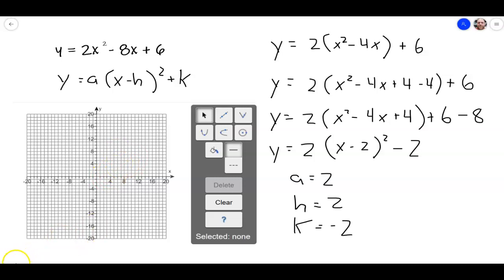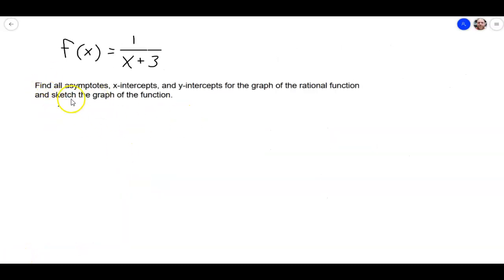All right, let's move on to the next one. Okay, so for this next one here, we're going to look at this function: f(x) is equal to 1 divided by (x plus 3). We want to find all the asymptotes, x-intercepts, and y-intercepts for the graph, and we want to sketch it.